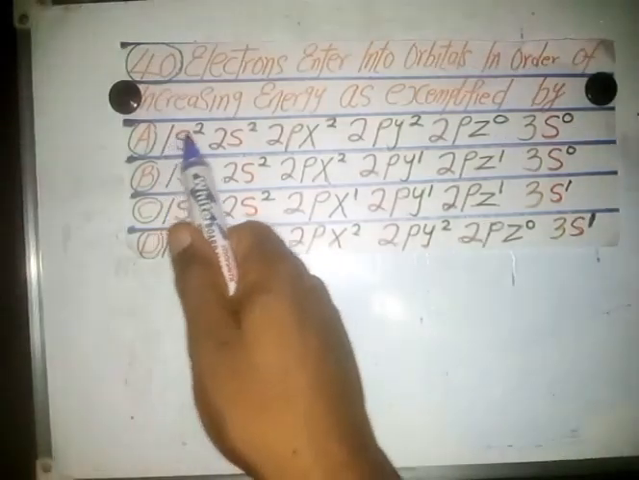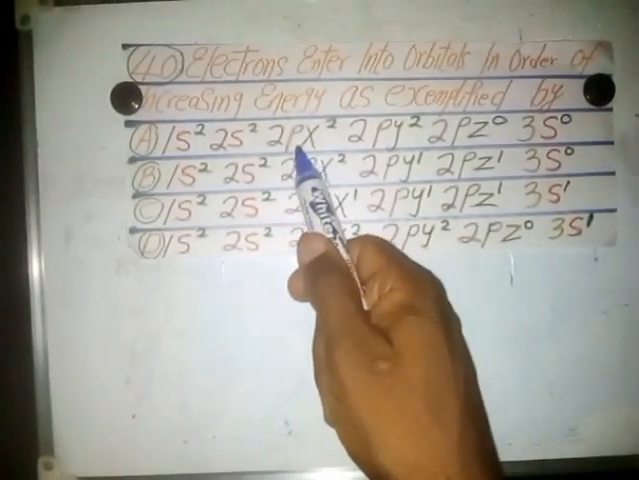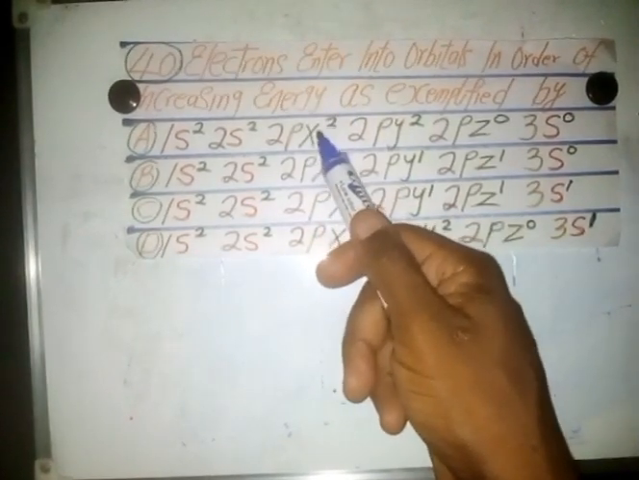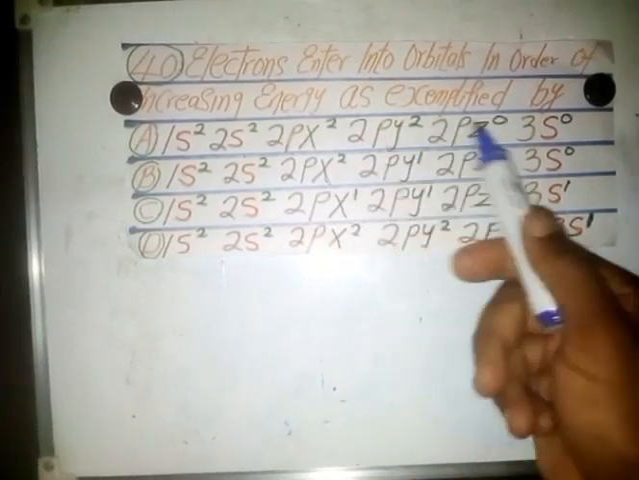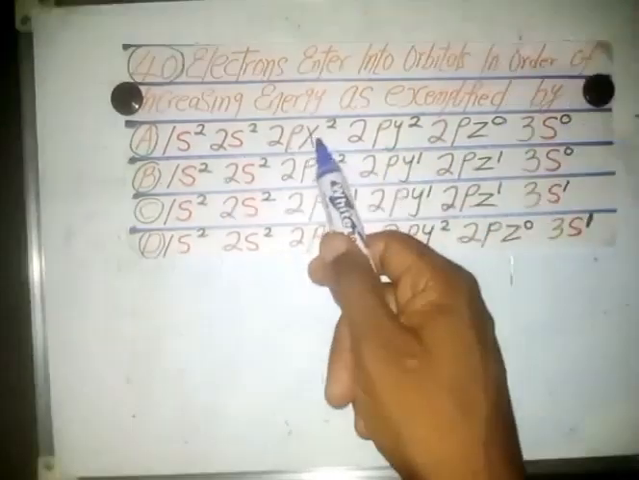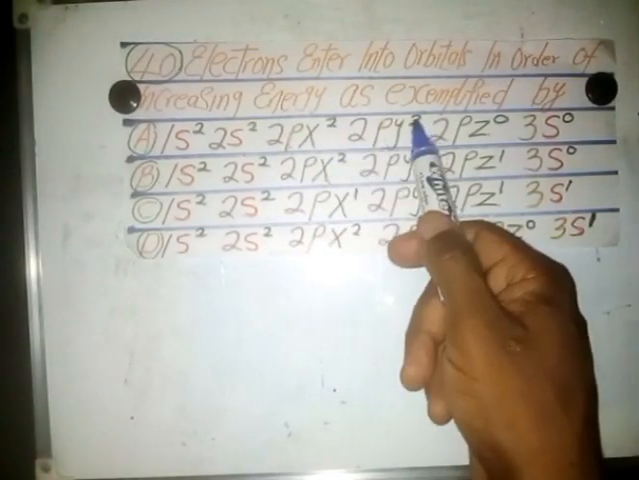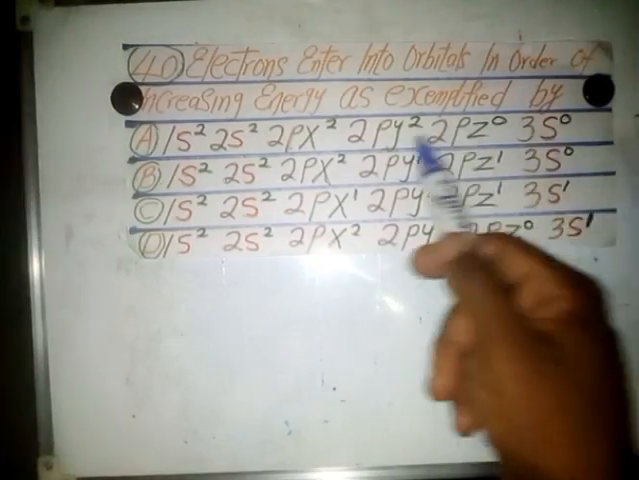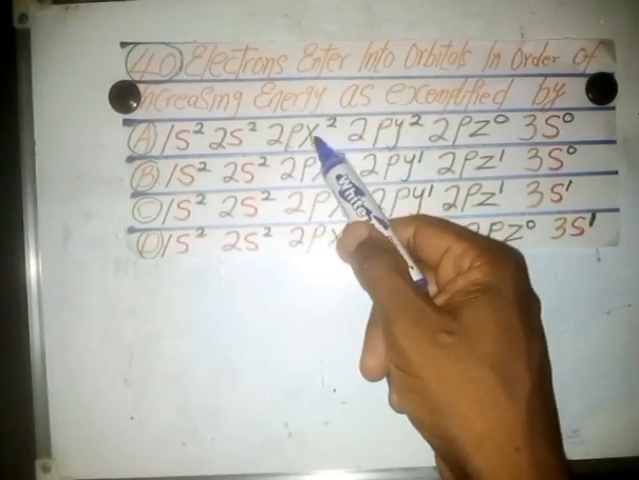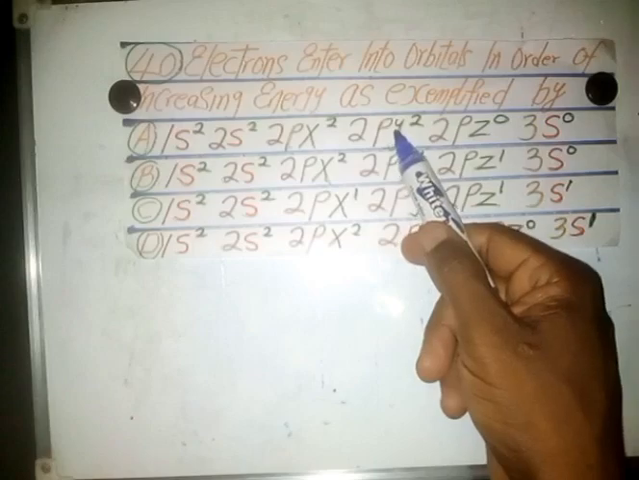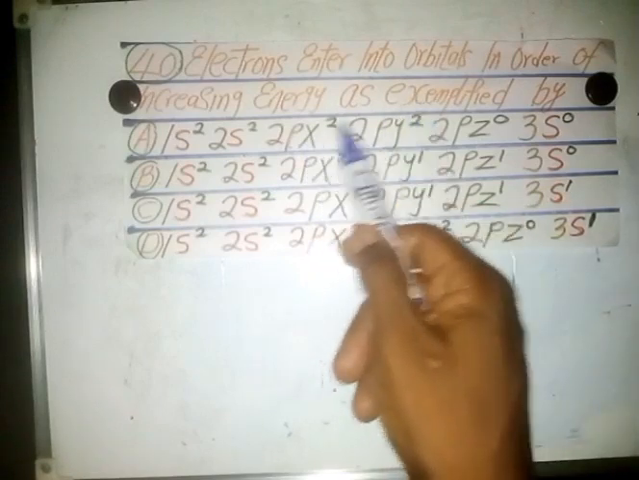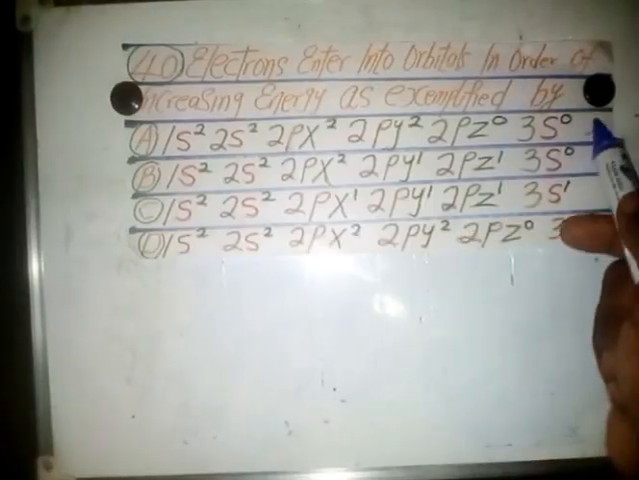Let's look at the first one. 1s2, 2s2, 2p. P has 3 orbitals. We have x, y, and z. So let's look at this thing. 2px2, 2py2, 2pz0. So this will be wrong, because in p orbitals you fill one. When you put one here, put one in the next one. When you put the next one here, if there's another one, start counting from here again. But in this case, just 2, 2, 0. So this one is already wrong.